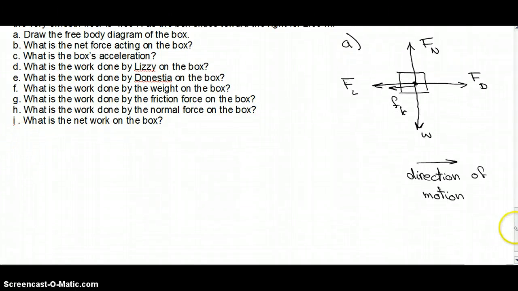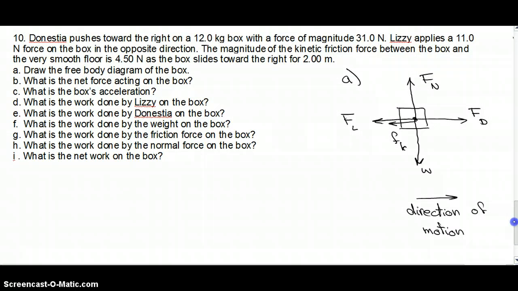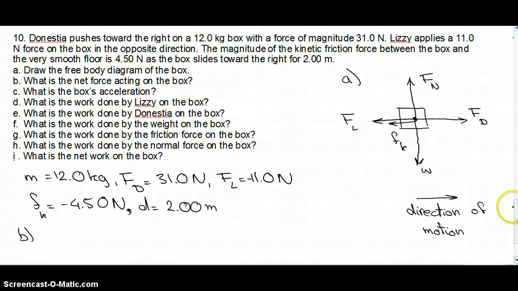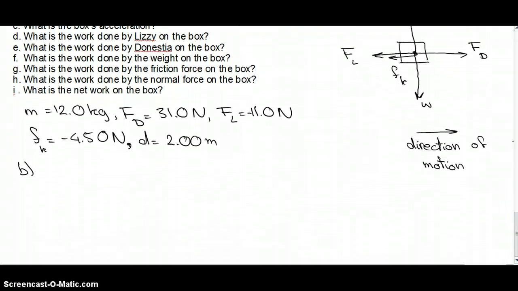Question B is asking some solving. So we need to write what we know. We know the mass. So I listed everything I know. As I said, the mass, force by Donesia, force by Lizzie, negative because it's to the left, kinetic friction, negative again, and distance. The question is, what is the net force?